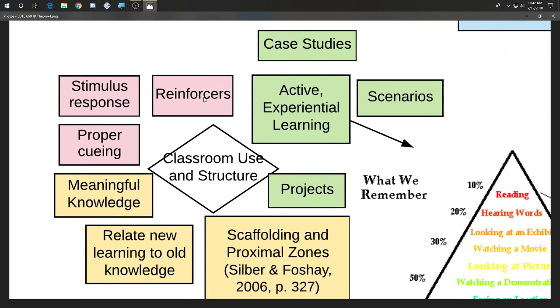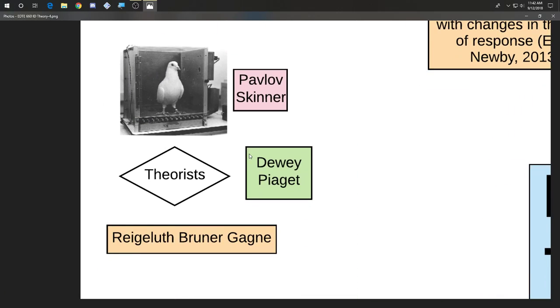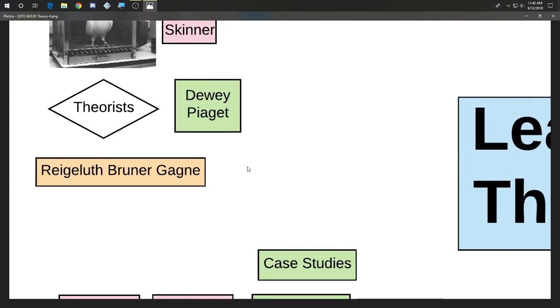Now, this isn't my last one. Here are the theorists. If you want to take a look at the theorists, go right ahead. Some of these were just in-text citations from my references. You can take a look at them. Some of them are a little bit more common.